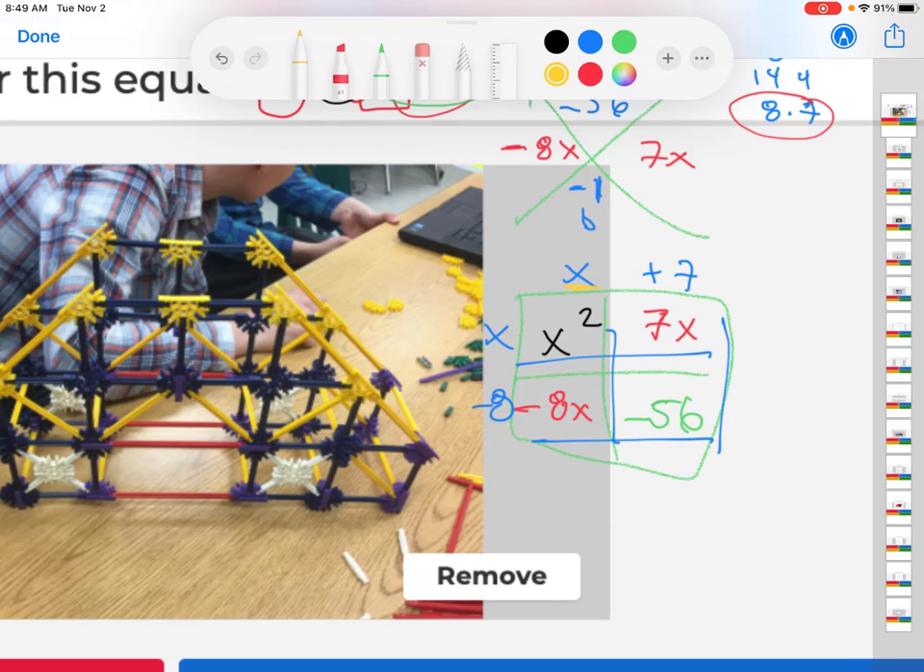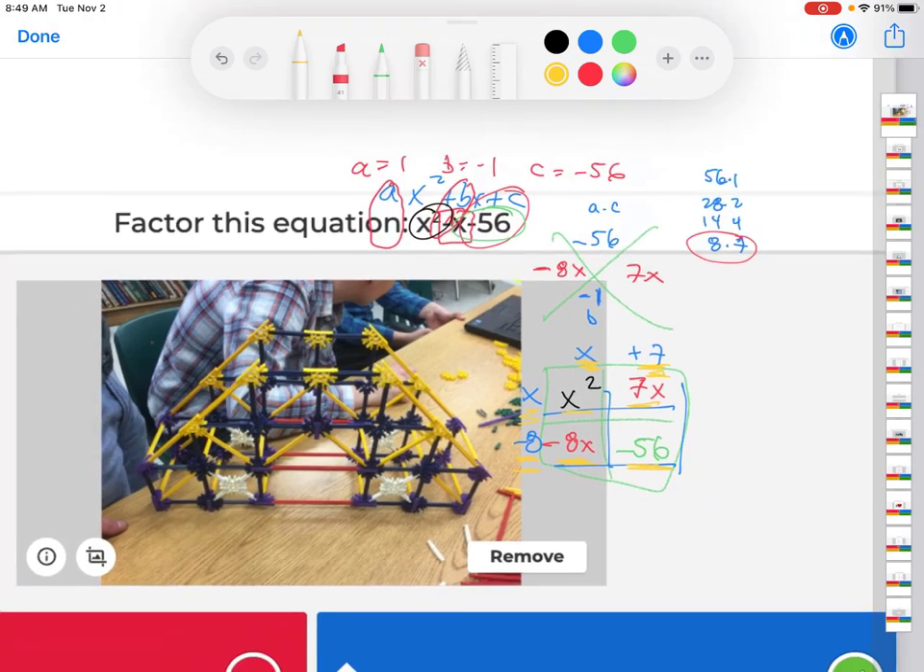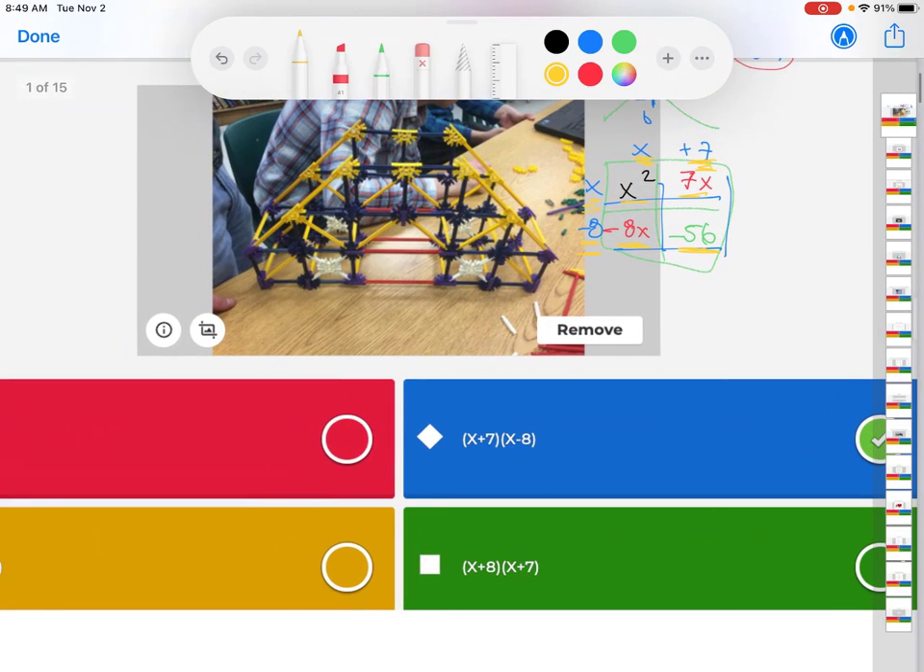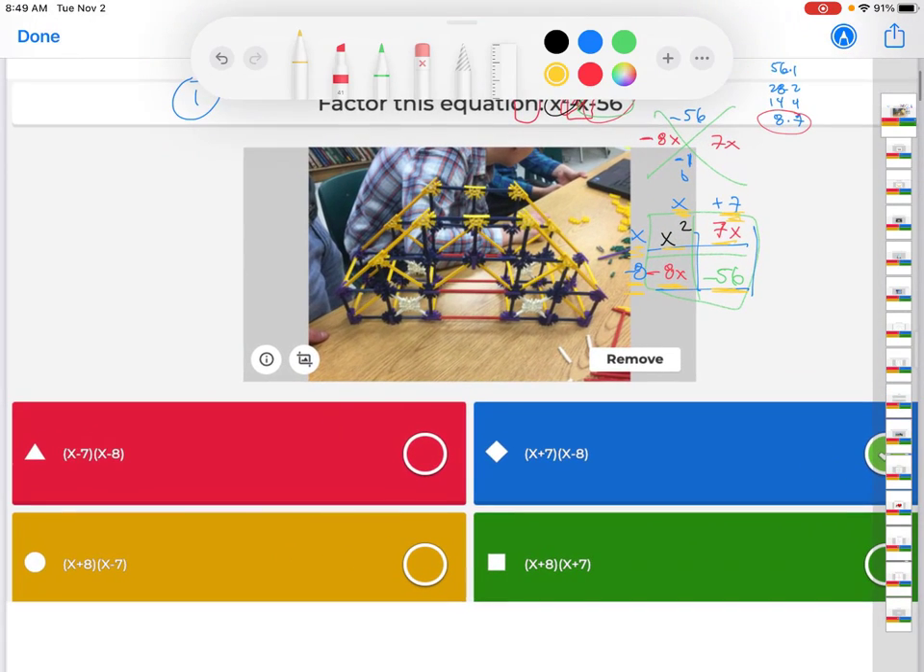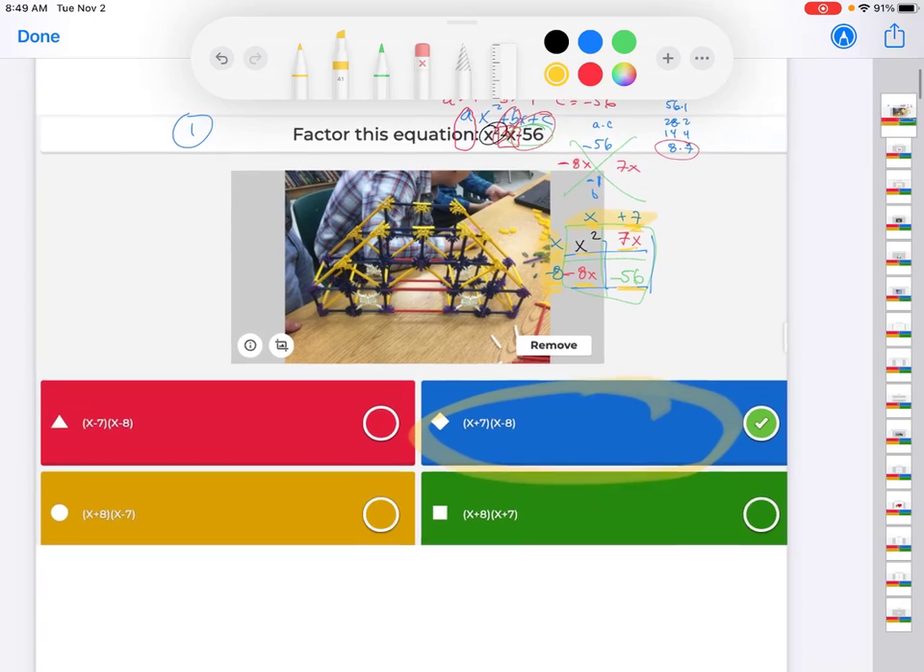Remember, you can always check your answer. X times x is x squared. Negative 8 times x is negative 8x, and negative 8 times 7 is negative 56, and x times 7 is positive 7x. So that's why the answer is x plus 7, x minus 8. You can see that here, and that's why that one was the answer.